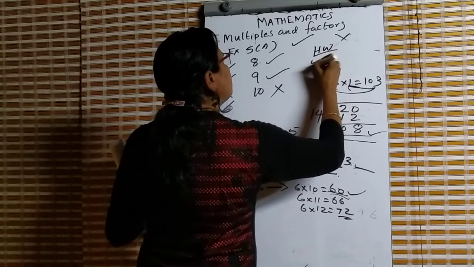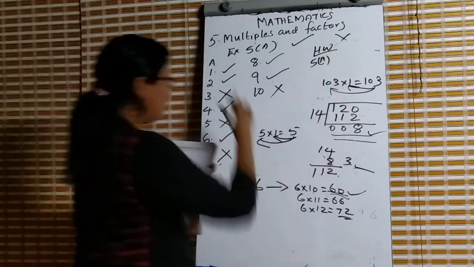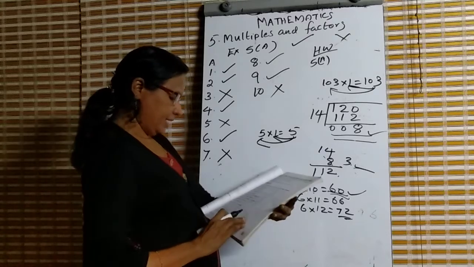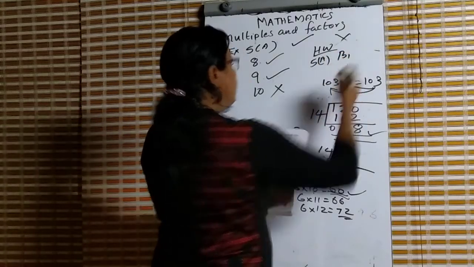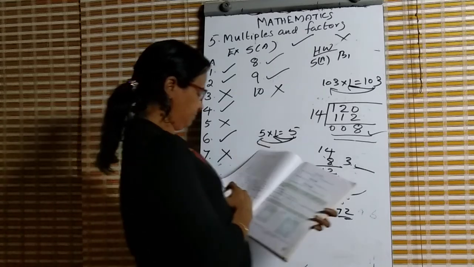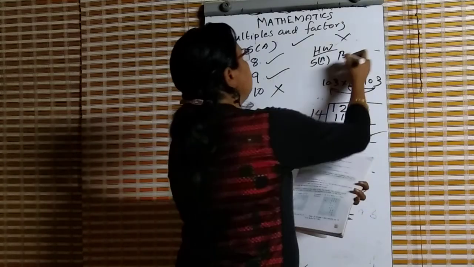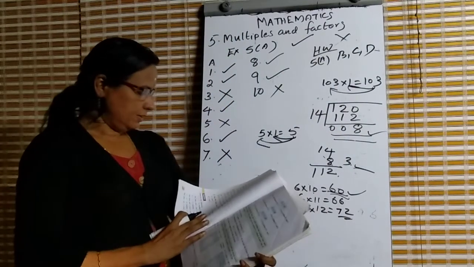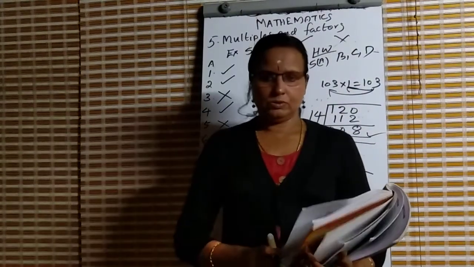Then homework 5A. Write all this in your notebook. Then homework 5A: B, C and D. Today's class is over. Thank you.